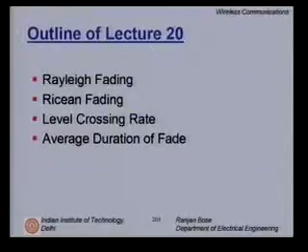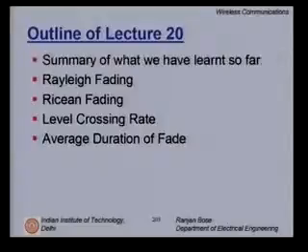The brief outline of today's talk is as follows. We will start with the summary of what we have learnt so far, followed by a brief description about the Rayleigh fading and the Rayleigh distribution. Then we will look at the Rician distribution, followed by two real life useful parameters, the level crossing rate and the average duration of fade. Both these things will somehow translate to your quality of service.